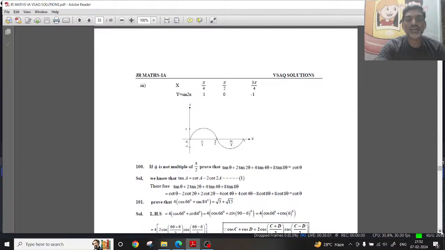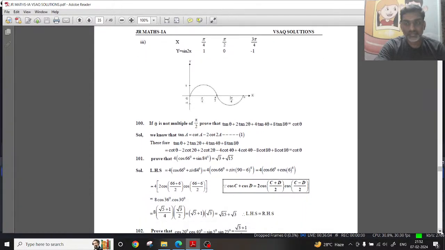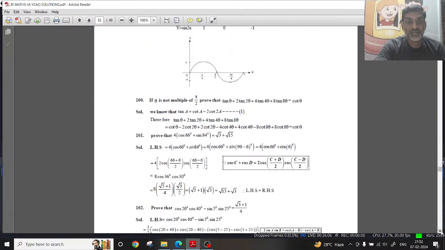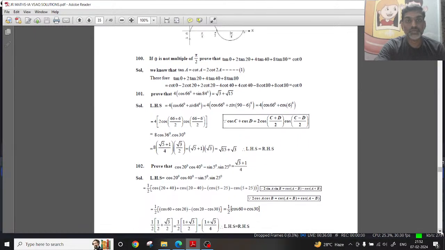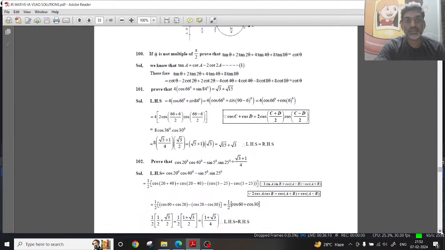Next, question number 100. If theta is not a multiple of pi by 2, prove that tan theta plus 2 tan 2 theta plus 4 tan 4 theta plus 8 tan 8 theta equals cot theta. So this is a really important question, and here we cannot do this question directly.